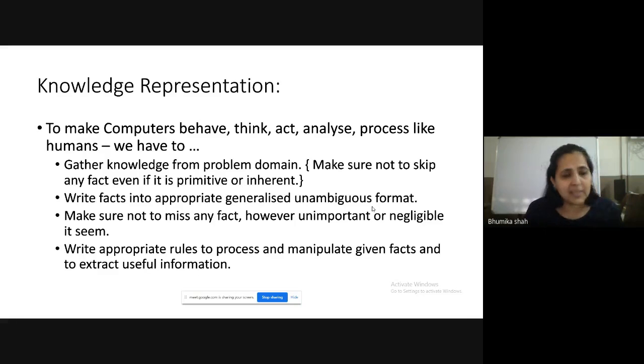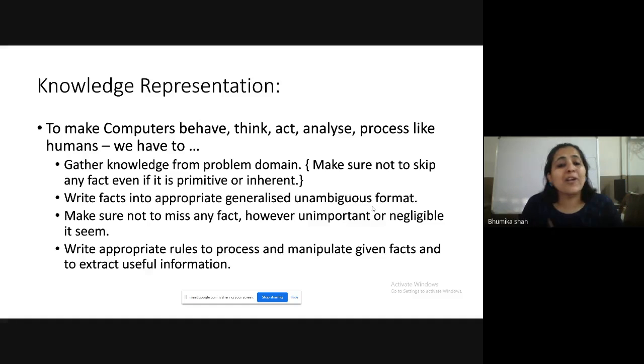To perform this, just gathering knowledge is not enough. It is not enough that we have all the knowledge of that particular domain. What is equally important is that whatever knowledge you have gathered from the problem domain, you have to represent that knowledge very efficiently. So knowledge representation is also a very important task. You have to gather knowledge, then write facts into an appropriate, generalized, unambiguous format. That is called knowledge representation.